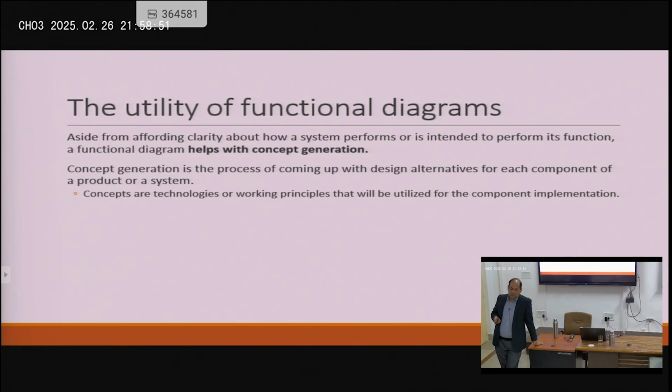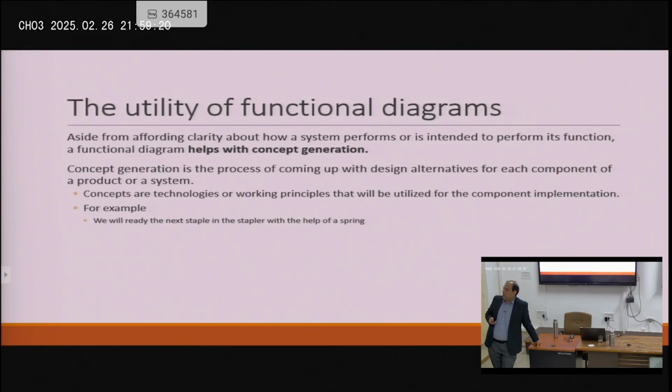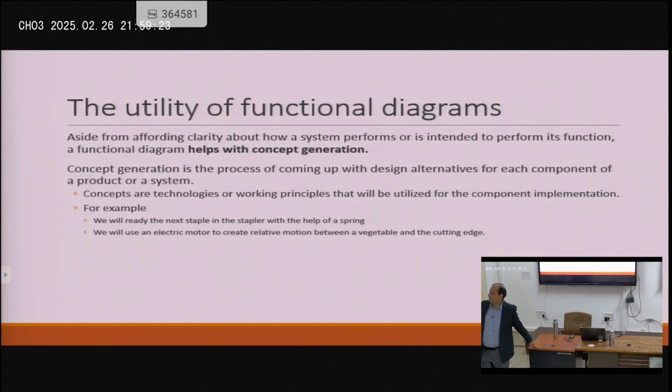Now, this is sort of a definition. Concepts are technologies or working principles that will be utilized for component implementation, right? Working principles. It's like saying that I will use electromagnetic force to staple. Electric staplers do that. They have an electromagnet that has a plunger and then goes like that. For example, we will ready the next staple with the help of a spring. We will use an electric motor to create relative motion between the vegetable and the cutting edge. So if you want to make an electric peeler, you say, okay, how can we make an automatic peeler? That's great.